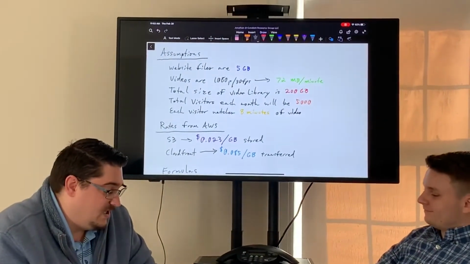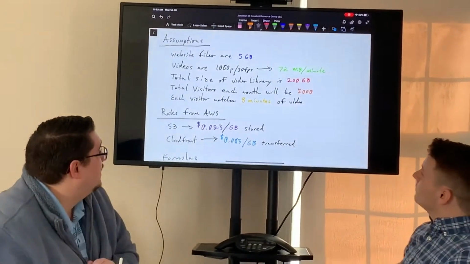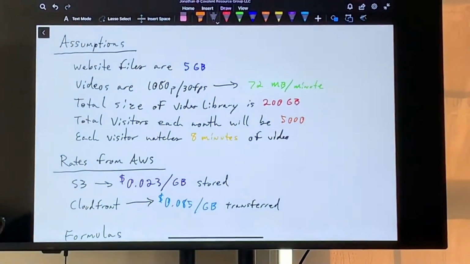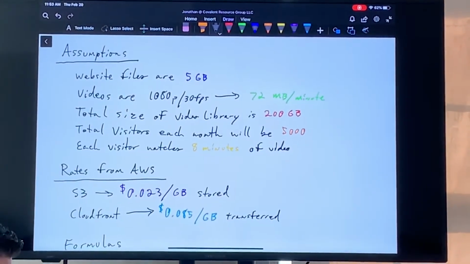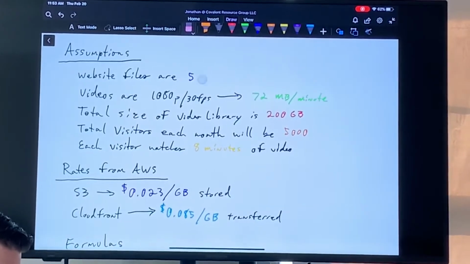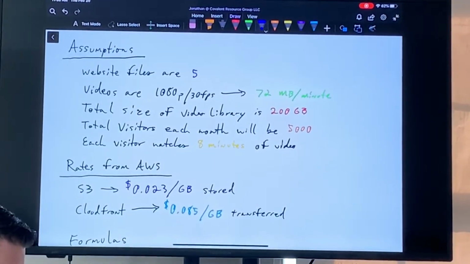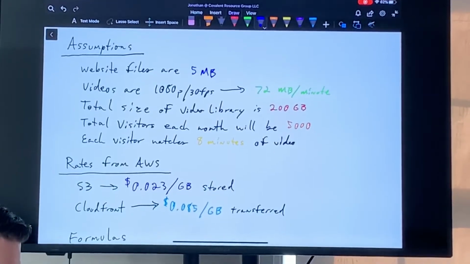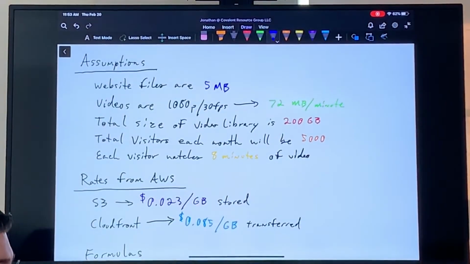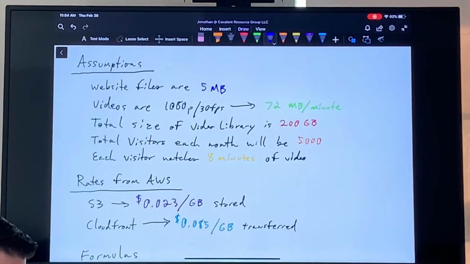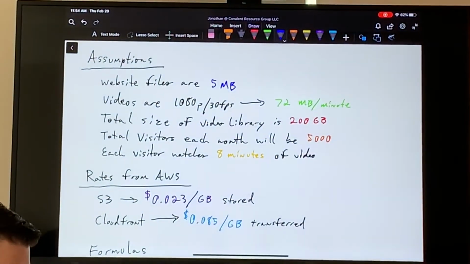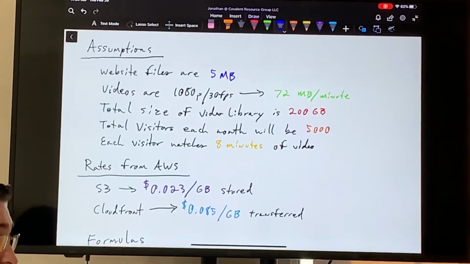Okay. So here are some of those assumptions. The amount of space the website file is going to take up, I've got 5 gigabytes here. That's quite a bit. Let's make that 5 megabytes. That makes a whole lot more sense. The videos, let's assume we'll encode at 1080p, 30 frames per second, and I did some research, and that takes about 72 megabytes for each minute of video. And that's based on the quality, right? That's based on the quality, yep.